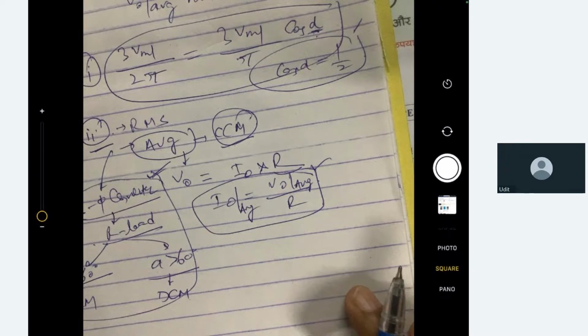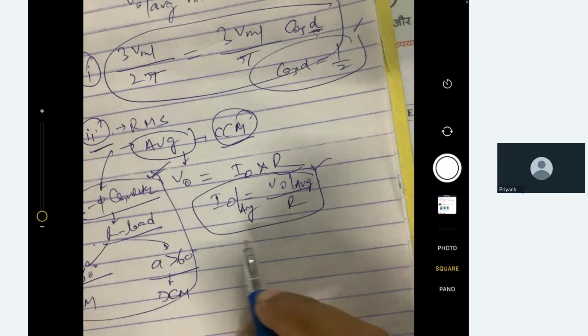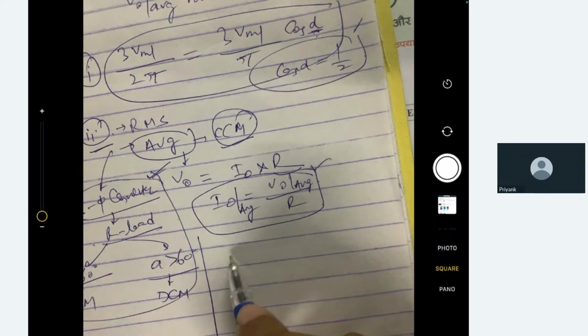It is at the verge of CCM, because it is at 60 degree now. So when it is less than 60 degree, I think then it will be DCM. So it will only touch the horizontal axis. It will not go to zero, it will be only for that instant. So we can still find out. Okay, so the waveform you are saying will be like this, the output voltage waveform.